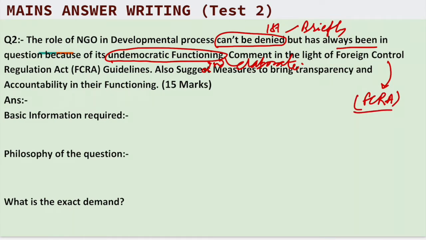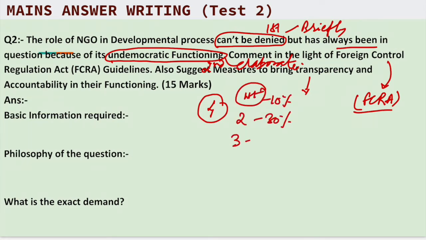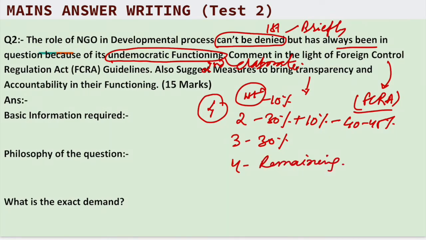We will go into the guidelines of the Home Ministry with respect to FCRA. And the last part is that you will have to give suggestions to bring transparency and accountability in the functioning. Understood? So now, in this question, we have four parts. For the first part, we need to give only 10%, second part 30%, third part 30%. Here you will have to talk much more elaborately, then you can go up to 40 to 45%. And the last part, that is suggestion, gets the remaining share.